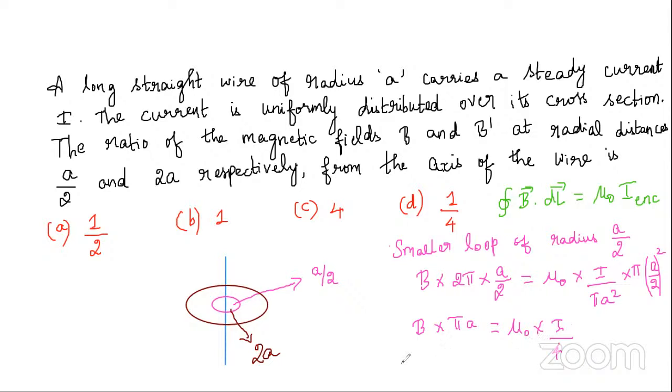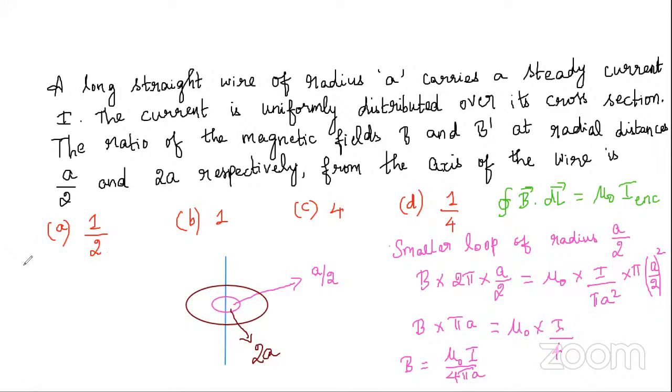So what is the magnetic field now? So B equal to mu naught I divided by 4 pi into a. This is the magnetic field, and of course this is the magnetic field due to the smaller loop of radius a by 2 from the axis of the wire. So at a distance a by 2 you will be having this much of magnetic field. And now the magnetic field for the bigger loop we have to do.